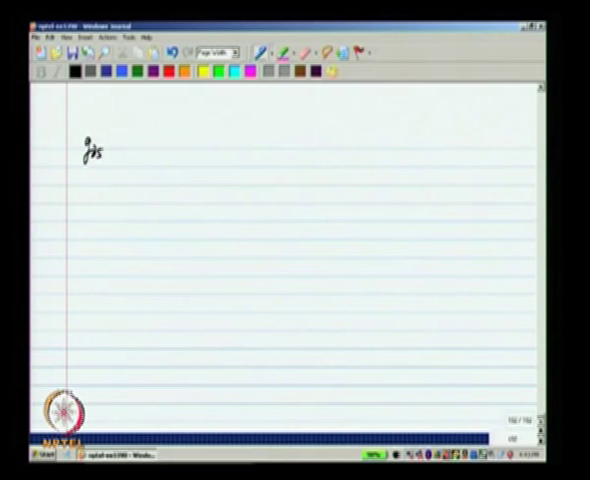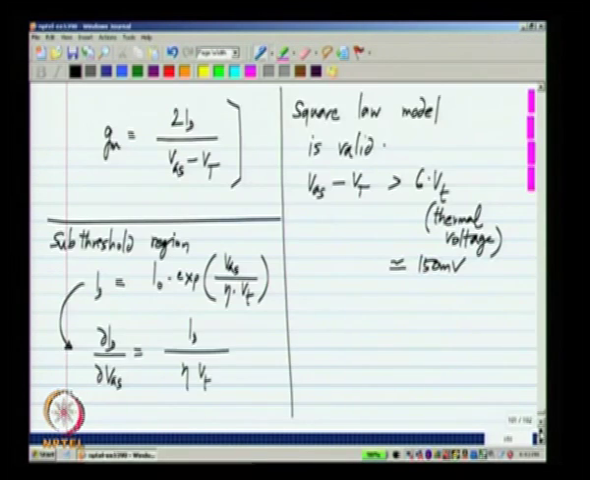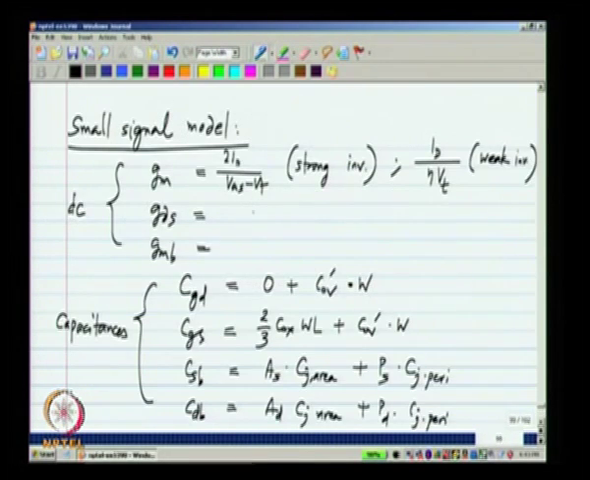Now, GDS, which is dou ID by dou VDS, is given by mu Cox by 2 W by L VGS minus VT square times lambda, and as before this itself is approximated by the current, and we will make this lambda ID. So, a good approximation for the value of GDS is lambda times ID.